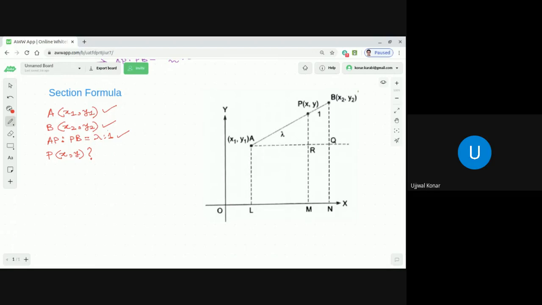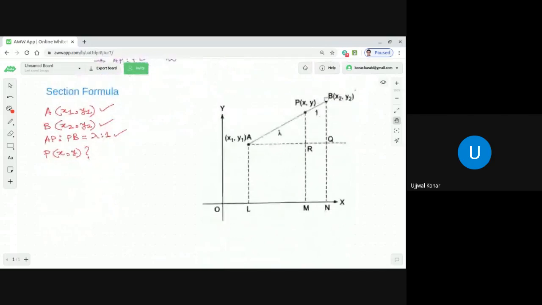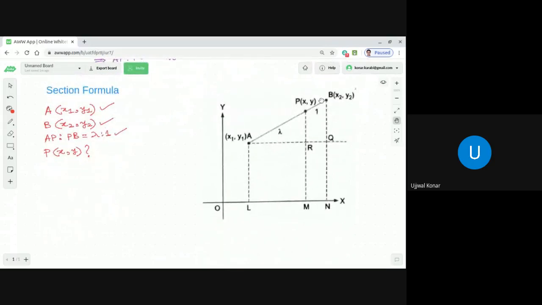And that's why, as we discussed in the previous point, we know that P divides the line segment AB in the ratio lambda is to 1. So to find the coordinate of the point P, x, y, we need to do some construction. What is the construction? We draw a perpendicular from the point A on the x-axis. A perpendicular from the point P to the x-axis, that is PM.